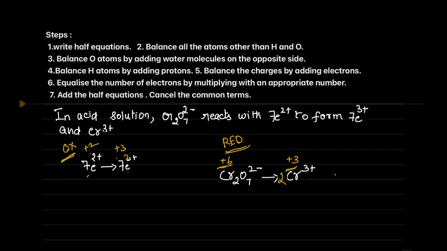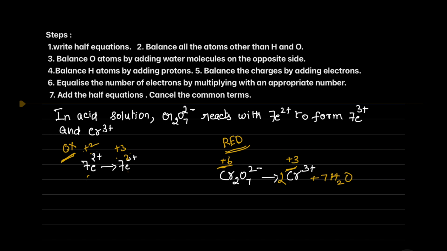The second half equation has 7 oxygen atoms on the left side. Rule number 3 says balance oxygen atoms by adding water molecules on the opposite side. There are 7 oxygen atoms on the left side. Therefore, we are going to put 7 H2O on the opposite side, that is right side. Now we have balanced oxygen.